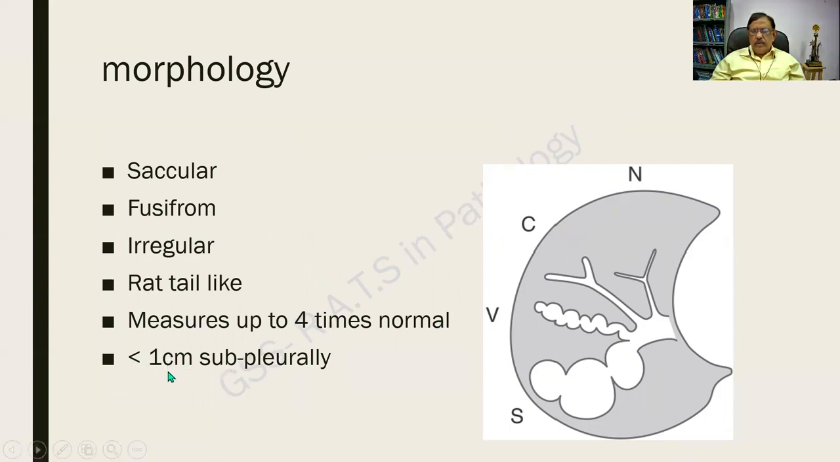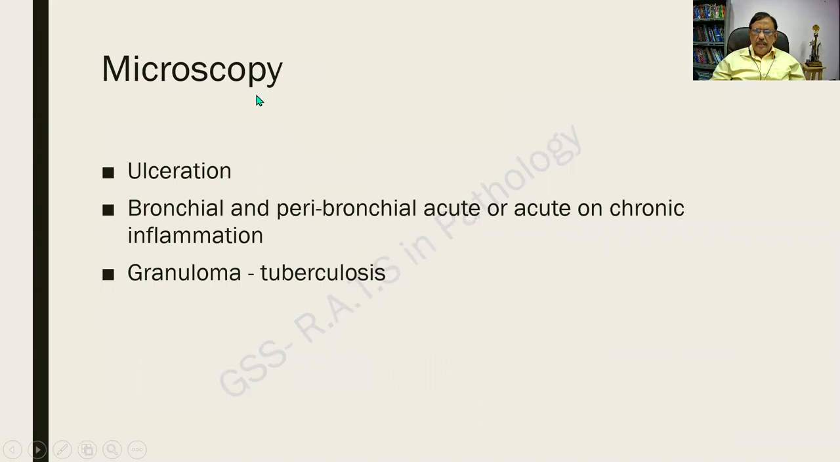So the distensions are 1 to 2 millimeters below the subpleural surface. Again, the same morphology is given. You people can draw this diagram. Microscopy, just remember these words. Microscopy is not for students generally, but remember it.